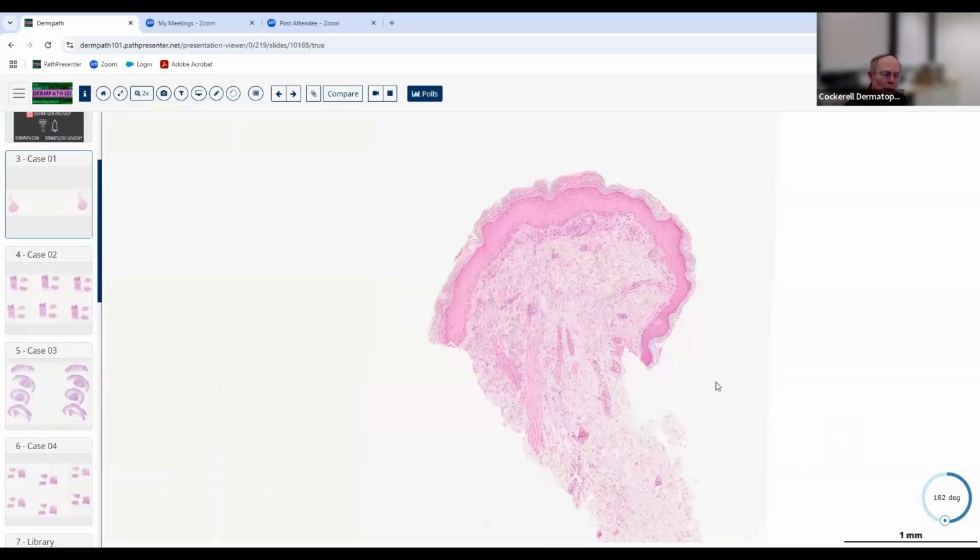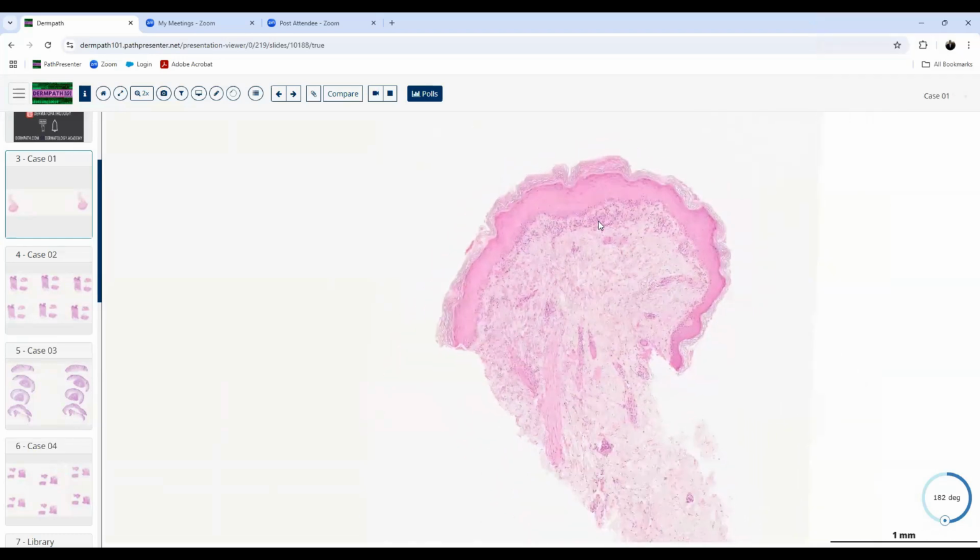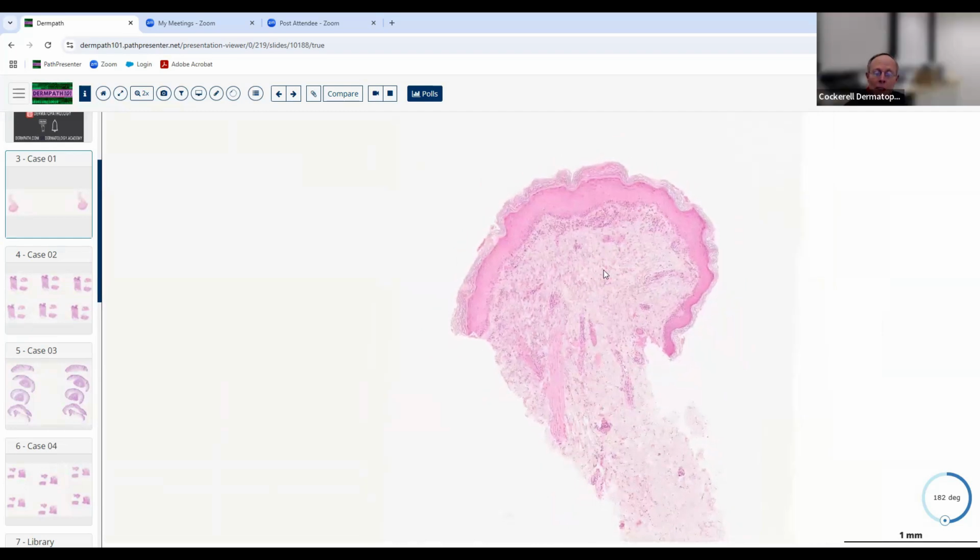Okay. What kind of cell are you dealing with mostly here? It's kind of a pale slide, but yeah, so I thought this was a vacuolar interface dermatitis. And then these cells were mostly lymphocytes is what I was thinking. Yeah, that's good. Excellent. That's exactly right. So it's a vacuolar interface dermatitis.